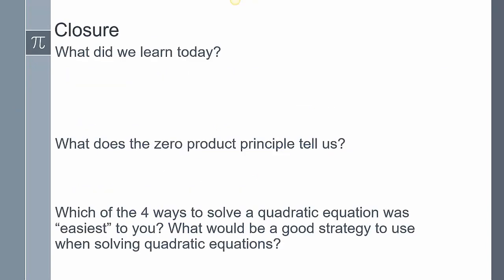To close today's lesson, what did we learn today? Well, first we talked about 4 different ways to solve a quadratic equation, and then we talked about the discriminant and interpreted what the discriminant means. Now I want to hear from you guys. What does the zero product principle tell us, and which of the 4 ways to solve a quadratic equation was easiest to you? What would be a good strategy to use when solving quadratic equations?